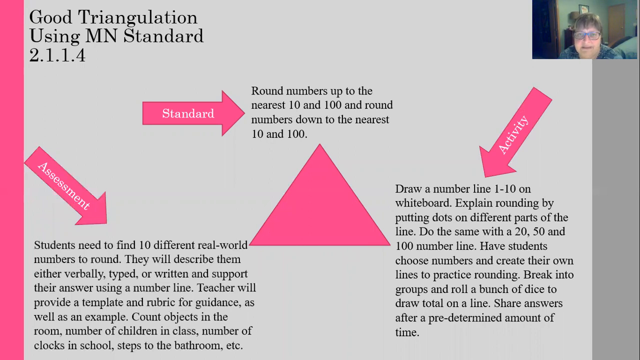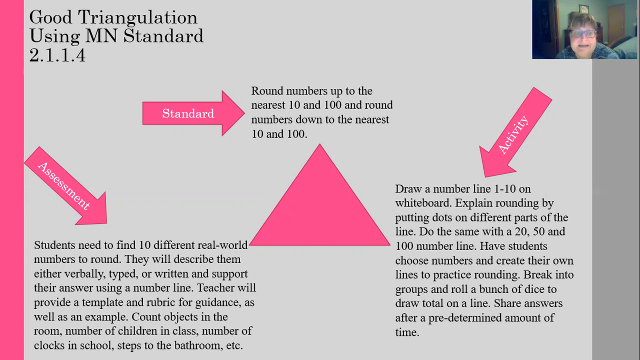For an assessment, I don't really believe in tests. I believe in authentic assessment. So this is a way to find 10 real world items that the students can actually relate to. And in order to allow all types of learners to have a positive assessment, this can be done verbally, one-on-one with the teacher. It can be typed, or it can be written. And students can use that number line to support their answers.